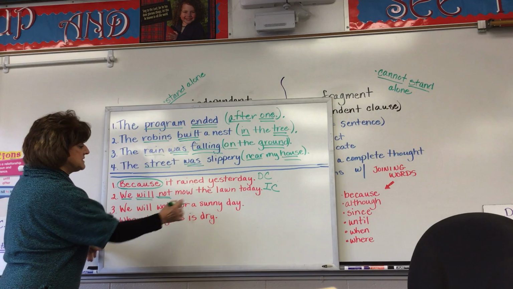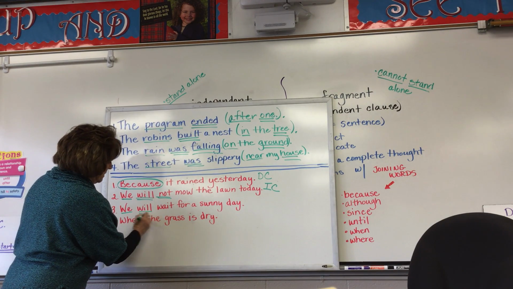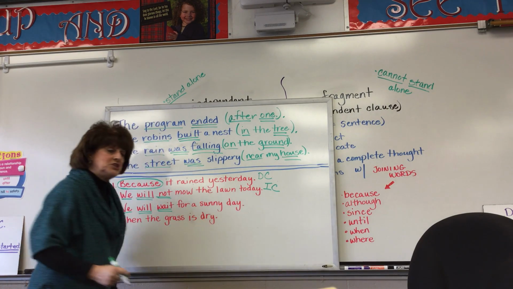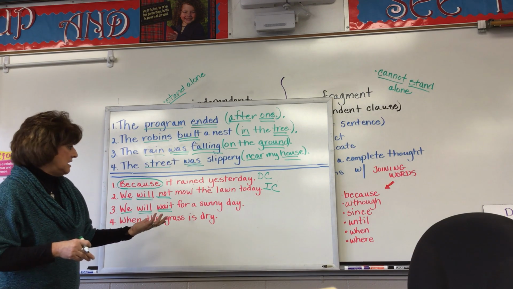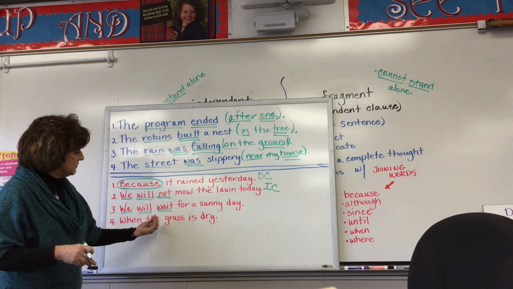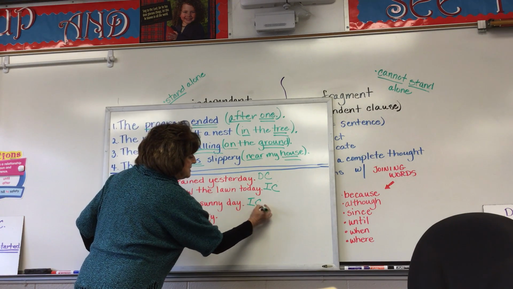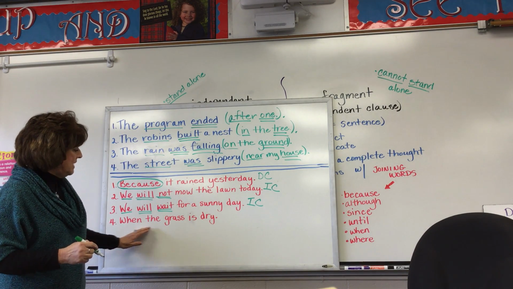We will wait for a sunny day. Well, we've got we is the subject. Will, wait is the verb. Then we've got this prepositional phrase, which gives another little bit of meaning to it, which is good. But it has subject, verb, has a complete thought, so it's independent. Independent says I can stand alone. Remember that? When the grass is dry.